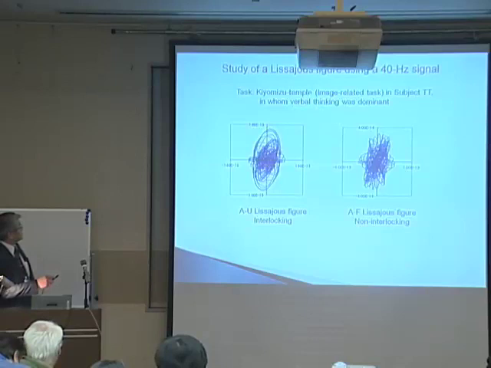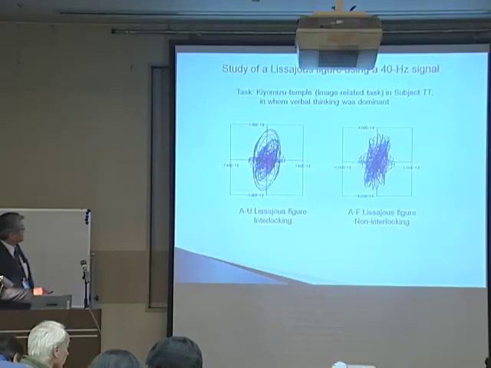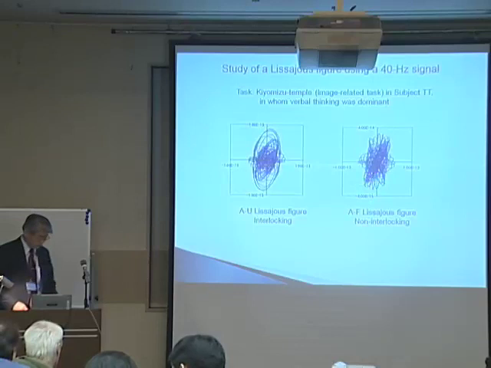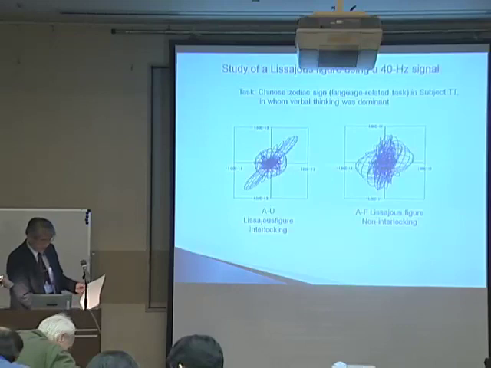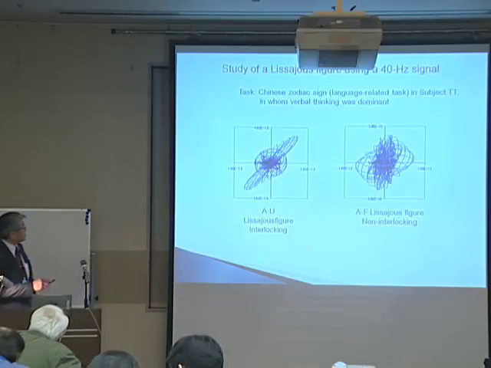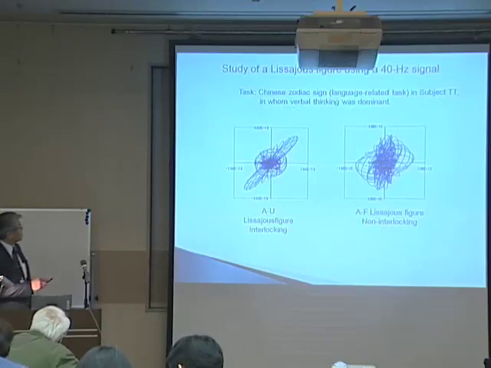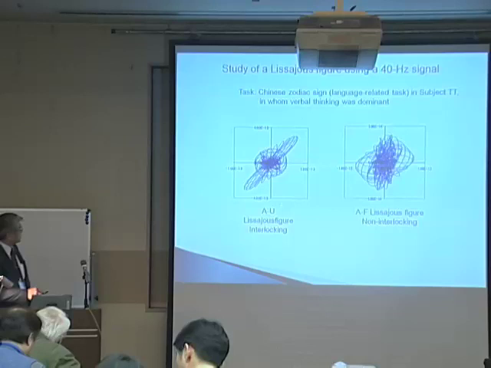So, this image subject, this subject is a double thinking type. So A-U is very interactive and non-interactive. The next is a language task. Verbal thinking was coming. So A-U is interactive, and A is non-interactive.